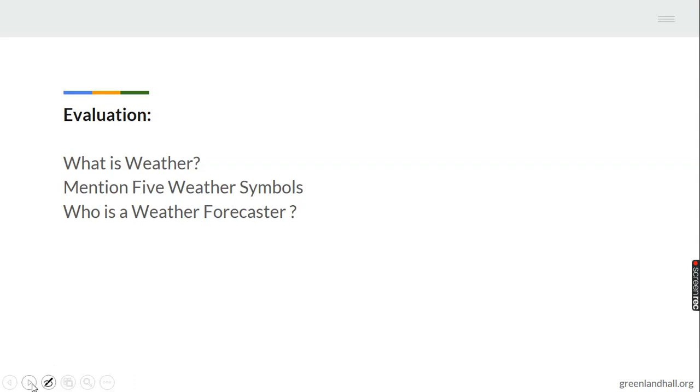Evaluation. What is weather? Can you answer? Beautiful. Mention five weather symbols that we have talked about. Nice job. Who is the weather forecaster? I just said it now.